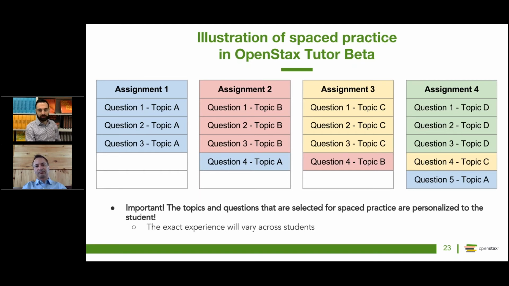Important thing here is that the topics and questions are personalized to the student. So we select each question, the tutor-selected questions, according to the student's proficiency levels. And we personalize it according to the order in which students learn things. So the algorithm scales itself to the order in which you assign things, the order in which students complete the activities. So the spacing is entirely scaled and personalized to the student.